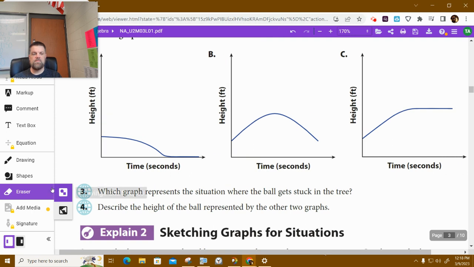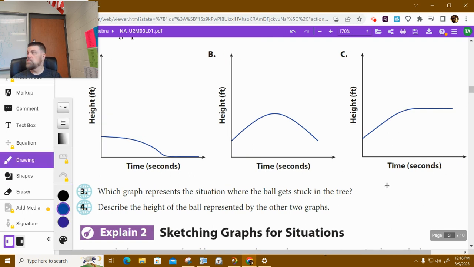Because the height stays the same. Yeah. So just imagine there's a tree up here, and then the ball gets stuck in the tree, so the height above the ground stays the same. So yeah, it's C. This is the one where it's stuck in the tree. It says, describe the height of the ball represented by the other 2 graphs.